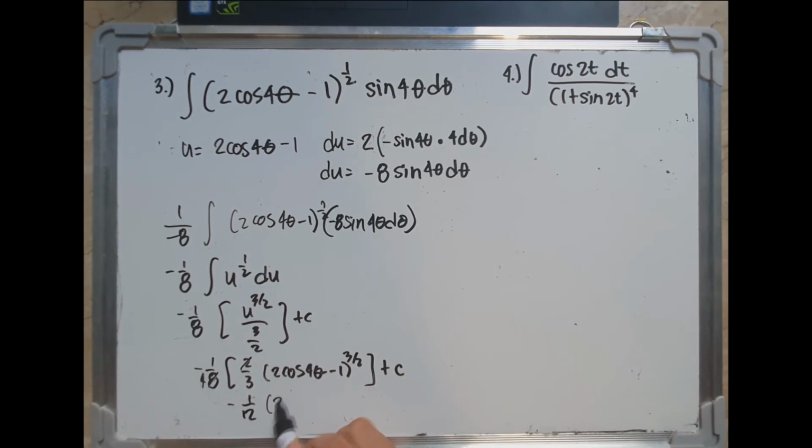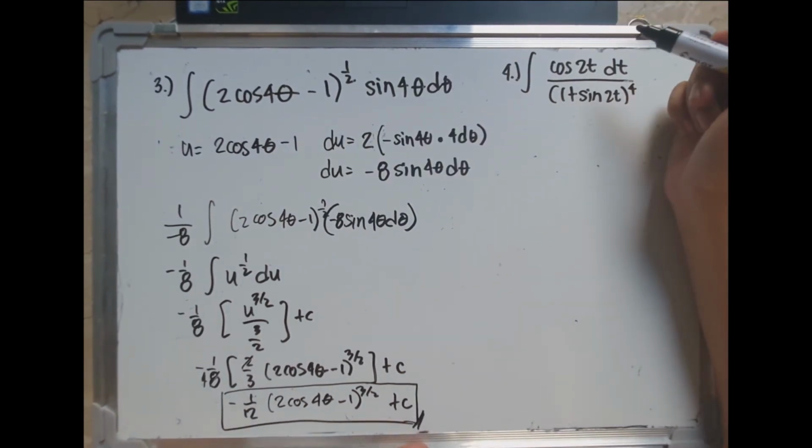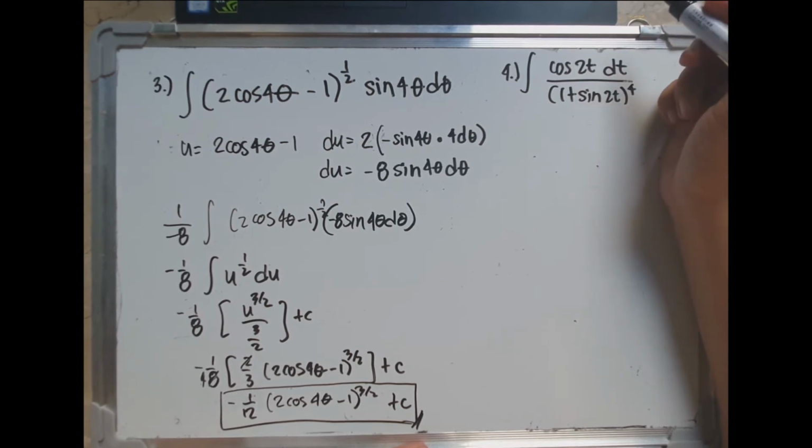We have quantity 2 cosine 4 theta minus 1 raised to the power of 3/2 plus c. This will be our final answer. Next, we have number 4, the integral of cosine 2 theta d theta over the quantity 1 plus sine 2 theta raised to the power of 4.